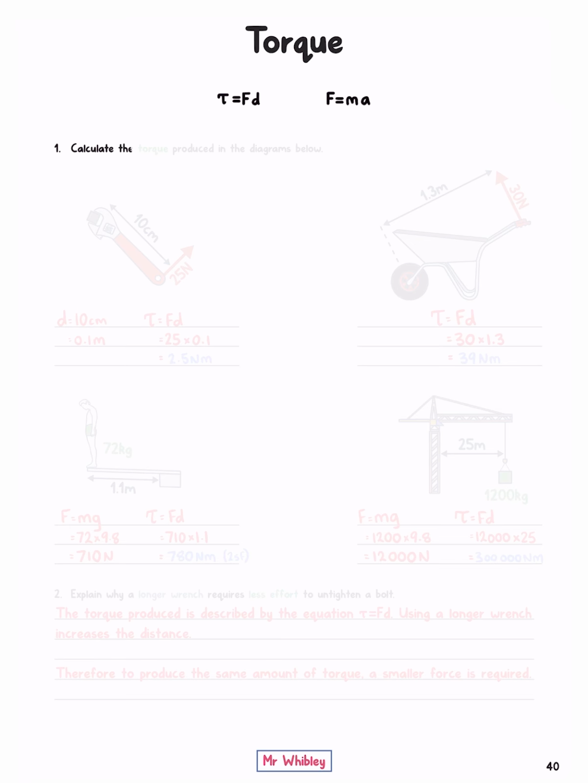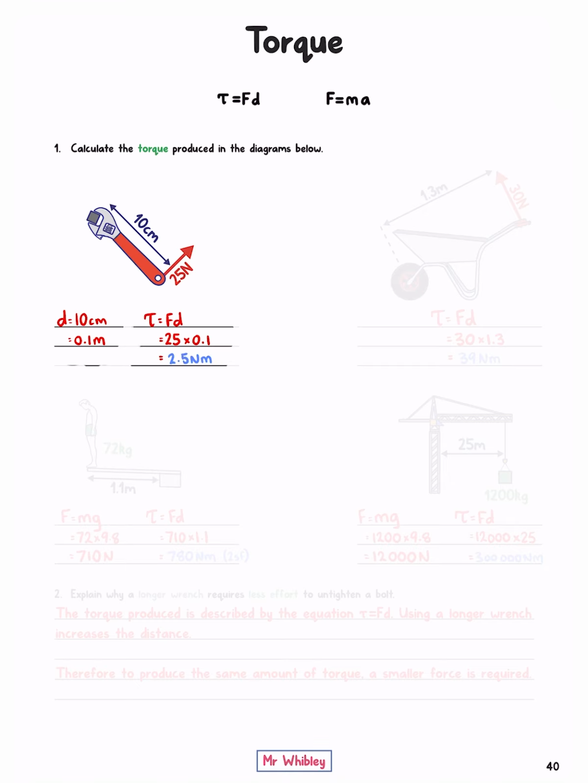Torque. Question 1. Calculate the torque produced in the diagrams below. We have a wrench, upon which there is a 25 Newton force, at a distance of 10 centimeters away from its center of rotation. Our distance of 10 centimeters is 0.1 meters, and we know that torque is force times distance. Putting these numbers in gives us 2.5 Newton meters.